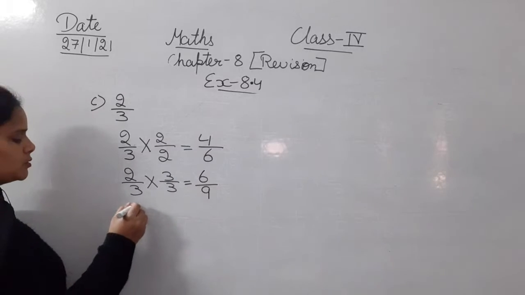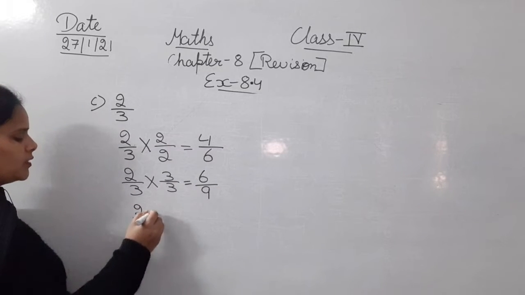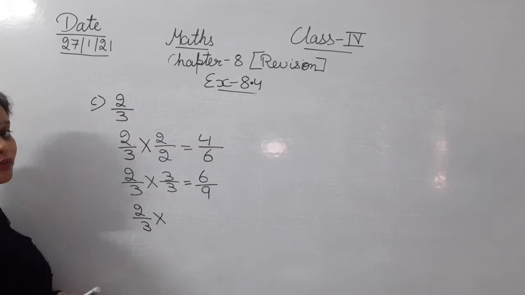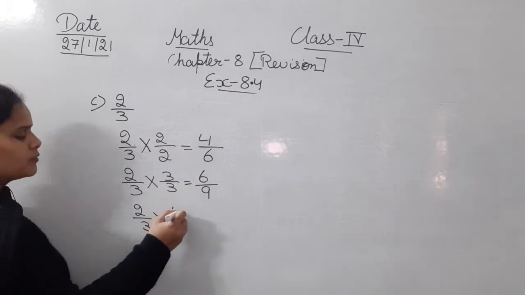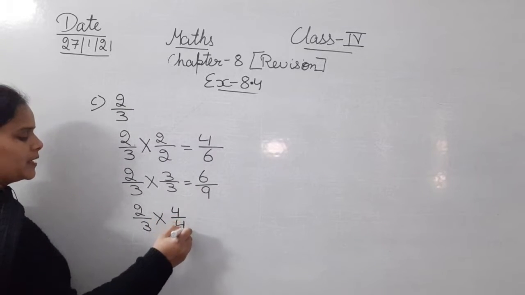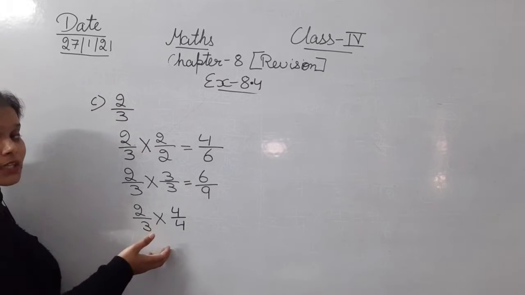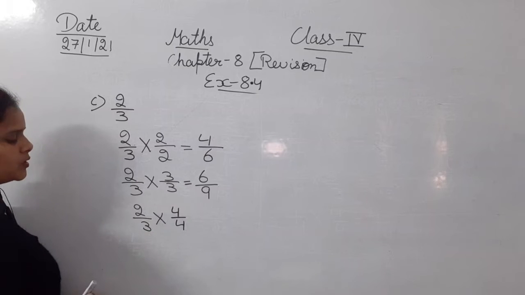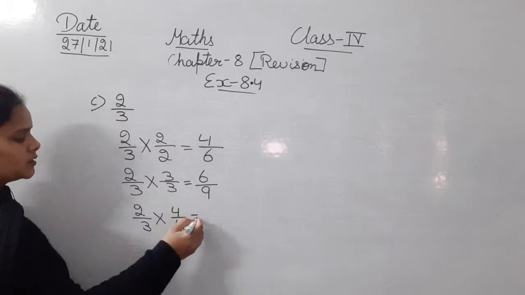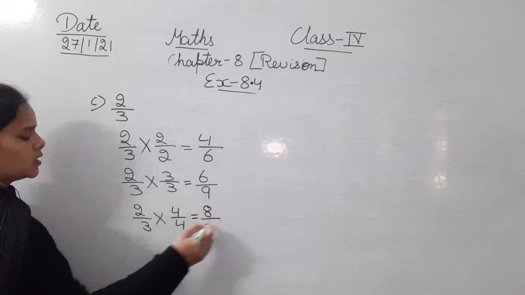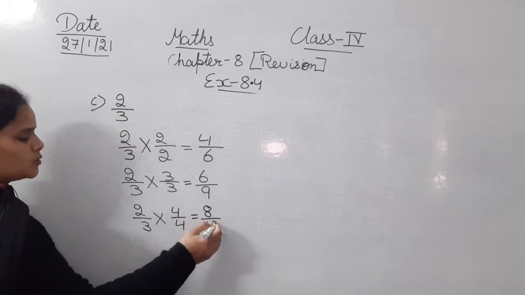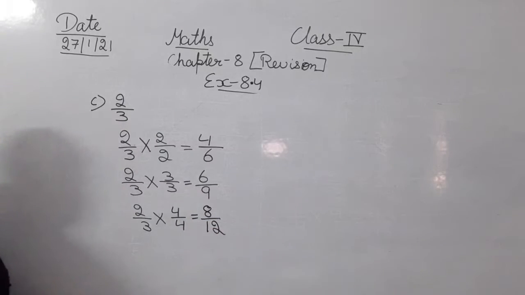Third one, 2 upon 3. Now we will multiply it with 4. Okay, now we are going to find the third equivalent fraction to 2 upon 3. 2 4s are 8, 3 4s are 12. So the next equivalent fraction is 8 upon 12. So that means these 3 fractions.